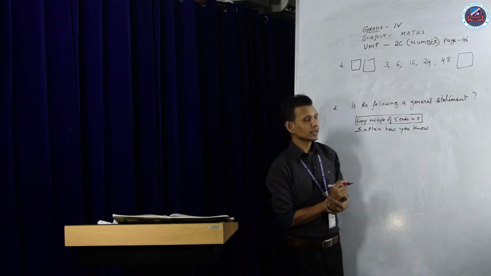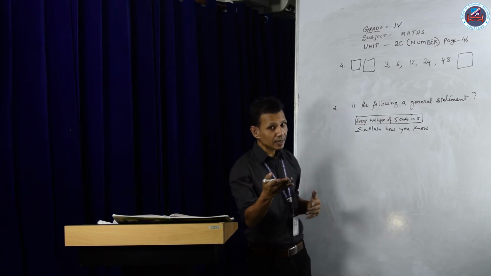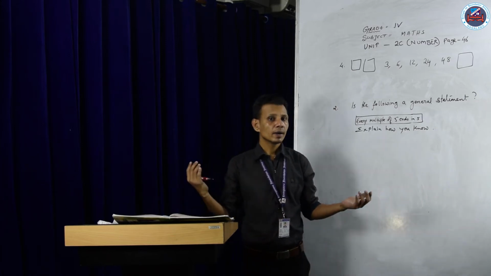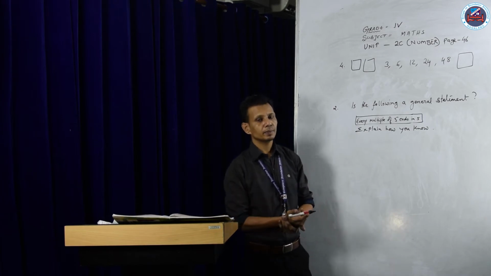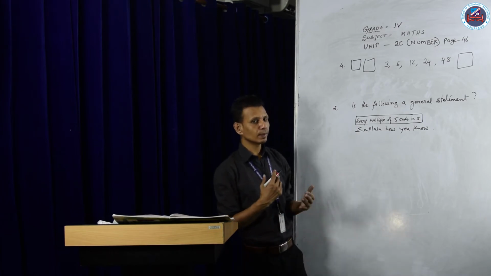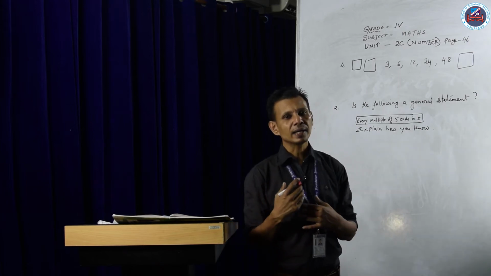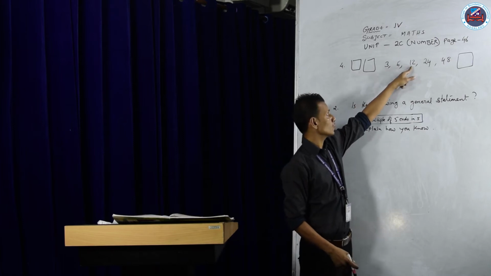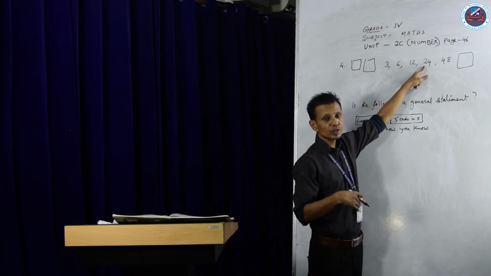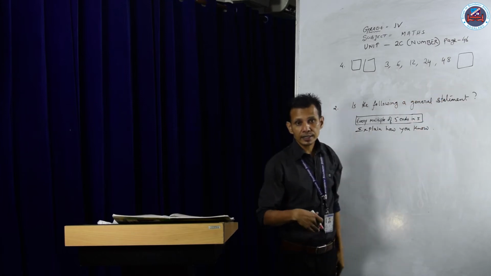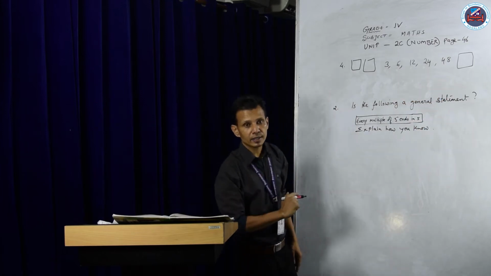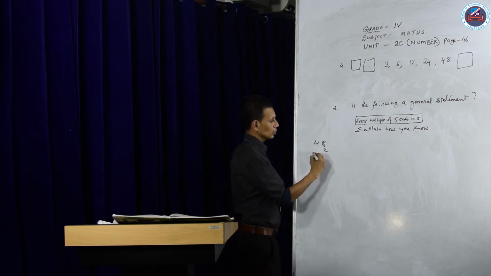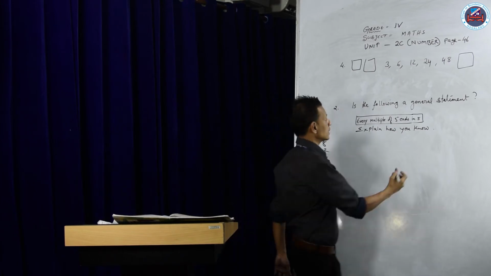Double means just add the same number 2 times or multiply by 2. Any method you apply. The shortcut way of finding double is just multiply by 2. So let's see. 3 times 2, 6. 6 times 2, 12. 12 times 2, 24. 24 times 2, 48. 48 times 2 is your answer. 2 times 8, 16, 1 carry over. 2 times 4, 8, 8 plus 1, 9. So 96 is your answer.